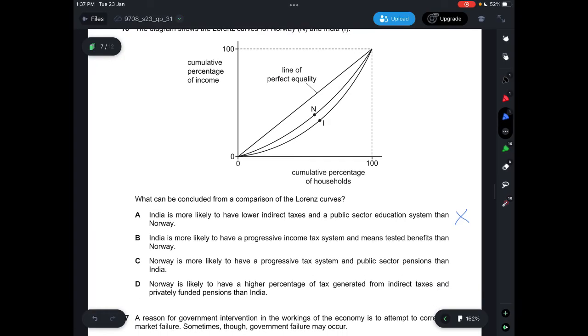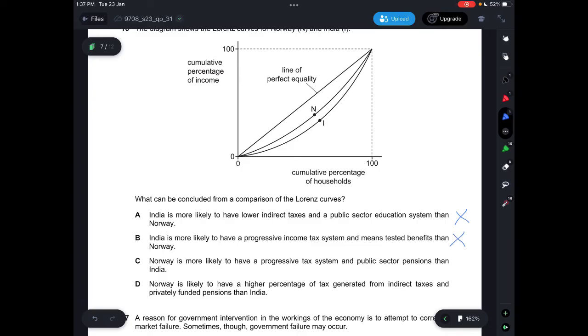B says India is more likely to have a progressive income tax system and means lesser benefits than Norway, which is also incorrect because a progressive income tax system means that you'll be more equal, because people who are richer will pay a higher rate of tax, whereas the people who are less well off will have to pay lower income tax. But you can see it's unequal, so it's less equal, so it's not the answer.